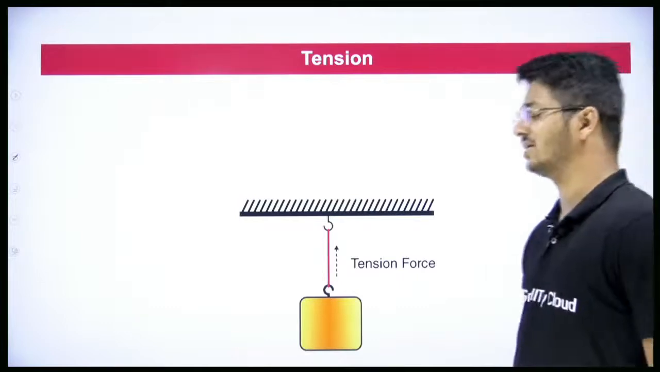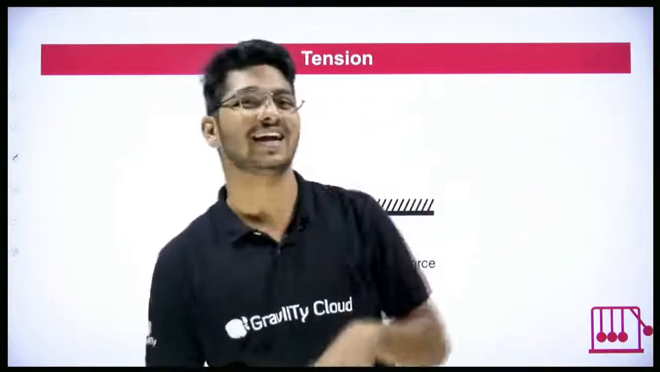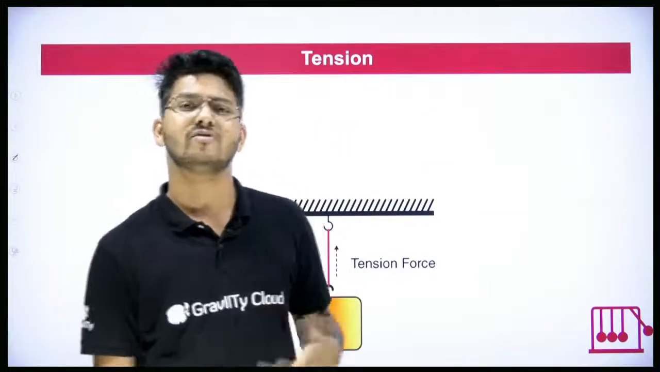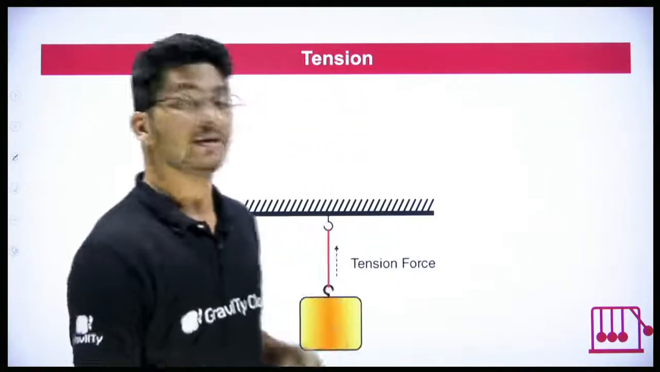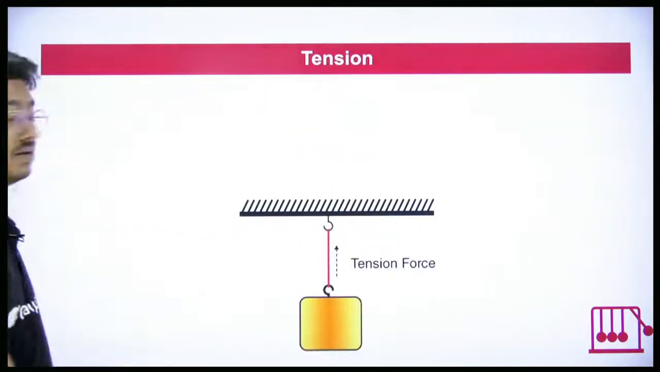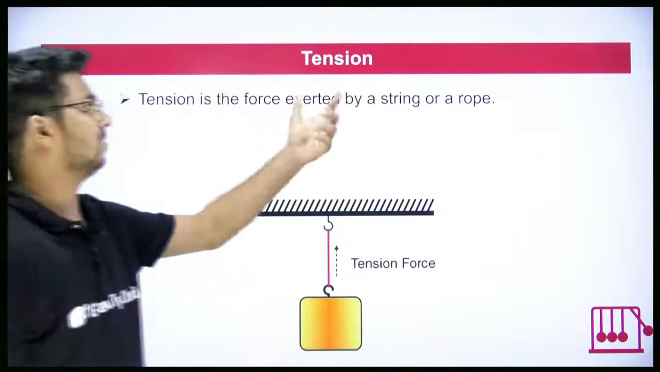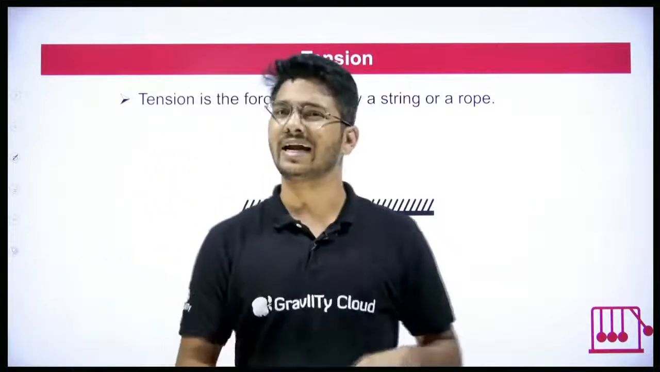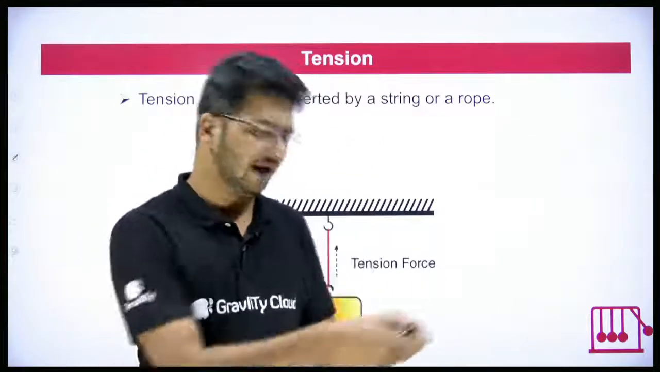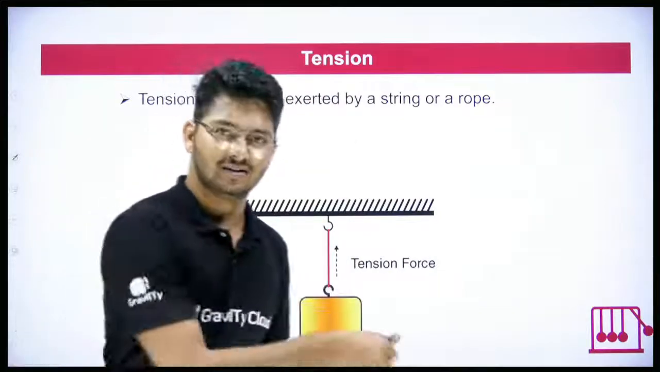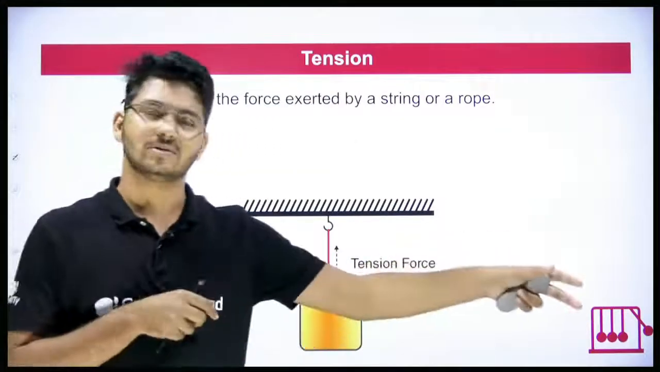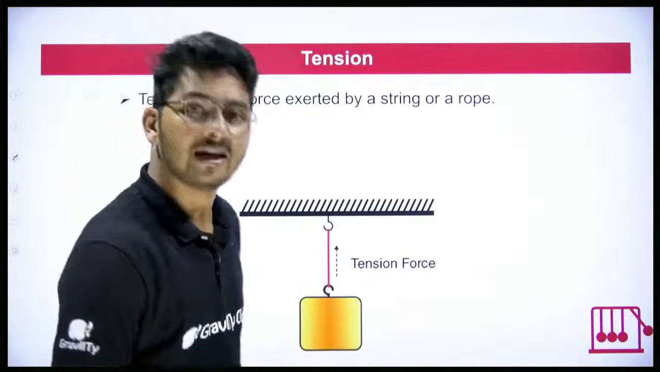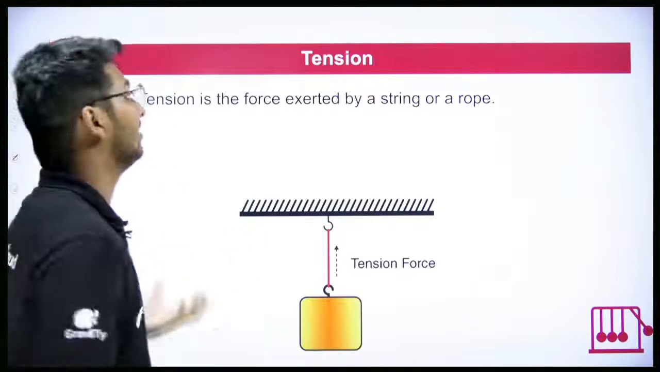Now we learn about something called tension. Not this tension, not the headache tension. Tension is a force exerted by a rope, by a thread, by a string. Now imagine this. When you play tug of war, you have a rope and you pull it. In a tug of war, there are two teams and the two teams pull the rope. So the rope will apply force. That force is called tension.